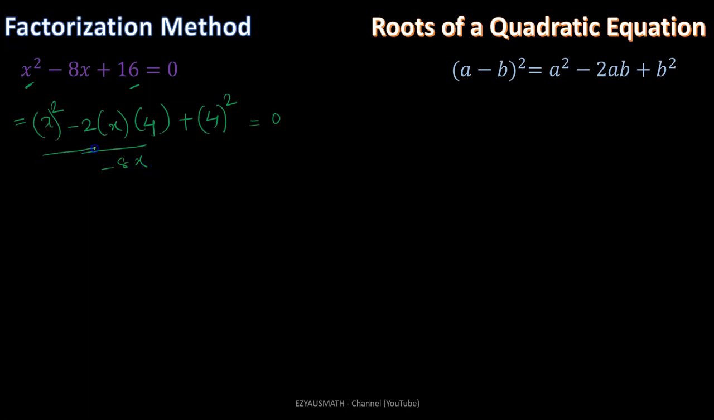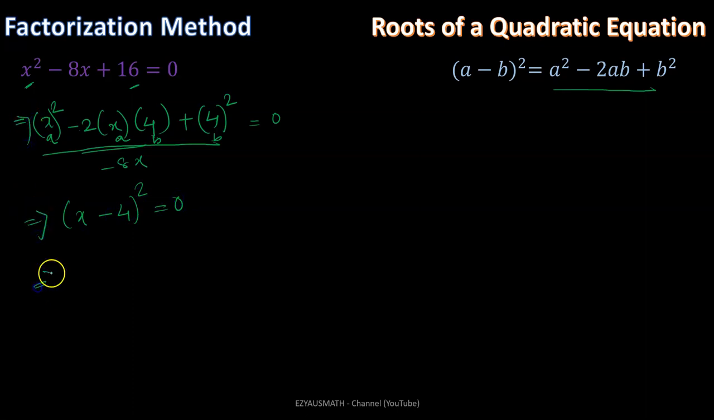The reason for writing this expression in this form is to compare with the standard form of the identity a square minus 2ab plus b square. If we consider a as x, so this is a, and this is b. So this is a square minus 2ab plus b square. So what is a square minus 2ab plus b square? It is nothing but a minus b whole square. So a here is x, and b is 4, whole square.